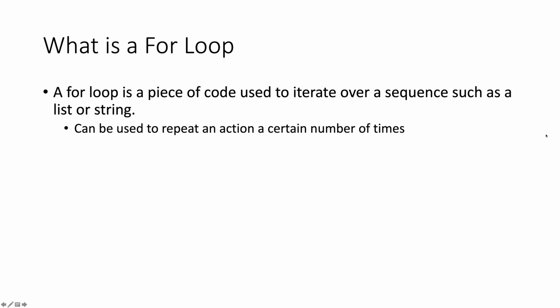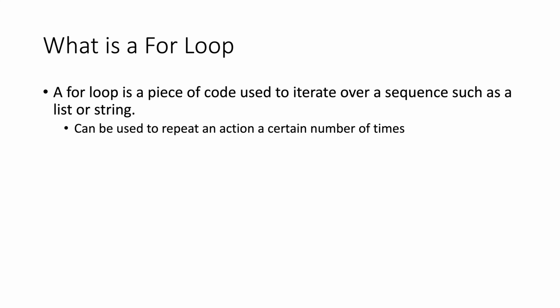Hello everyone. Today we're going to be talking about for loops in Python. And before we get started, let's talk about what a for loop is. So a for loop is a piece of code used to iterate over a sequence such as a list or a string. And also they can be used to repeat an action a certain number of times. And I know that was pretty difficult to understand, and that's normal.